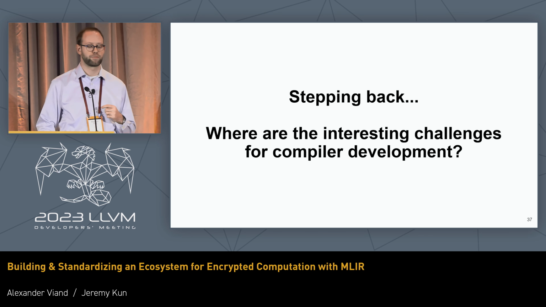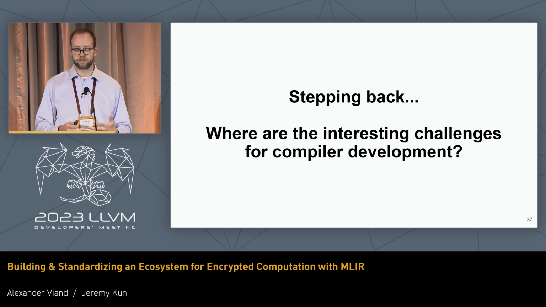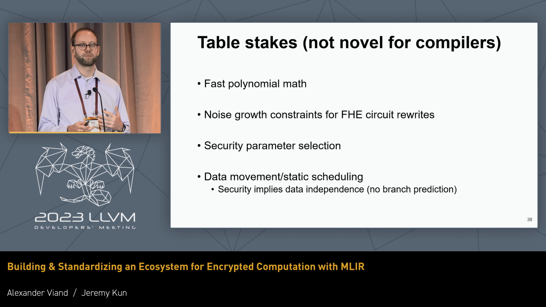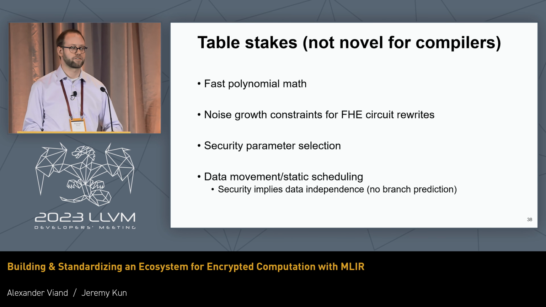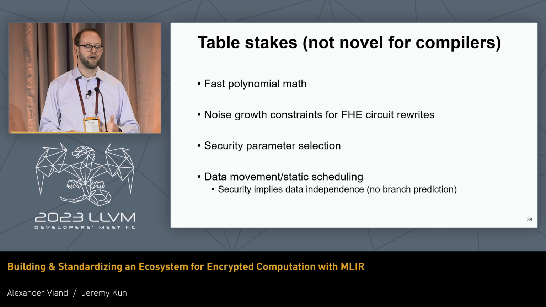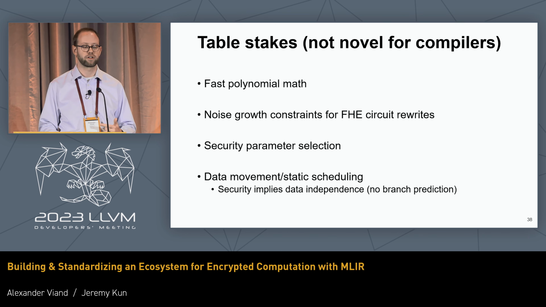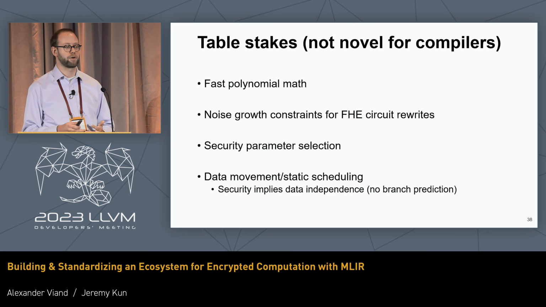And so jumping back to where we're supposed to be, what is the issue here? Well, there's a bunch of things that the compiler has to do just to be an FHE compiler. And that's be good at fast polynomial math. It needs to have an idea of the noise. It needs to respect it. That can be some hard coding, or it can be some cost model and optimization. It needs to help with the security parameter selection.